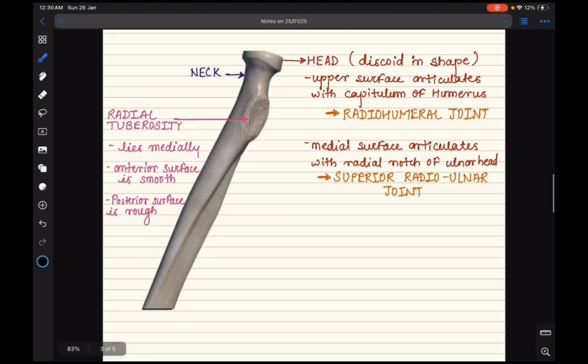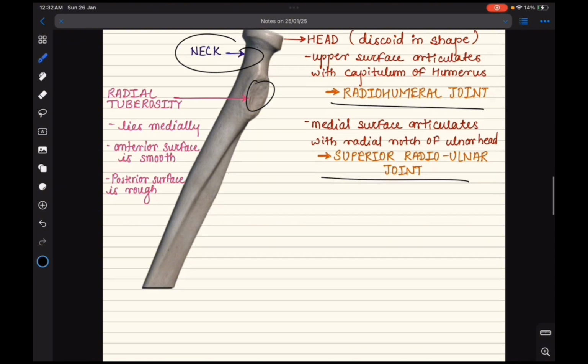The upper surface of the head articulates with the capitulum of humerus to form the radiohumeral joint, whereas the medial surface articulates with the radial notch of ulnar head to form the superior radioulnar joint. This is neck. Then about the radial tuberosity. The radial tuberosity always lies medially and its anterior surface is smooth whereas the posterior surface is rough.